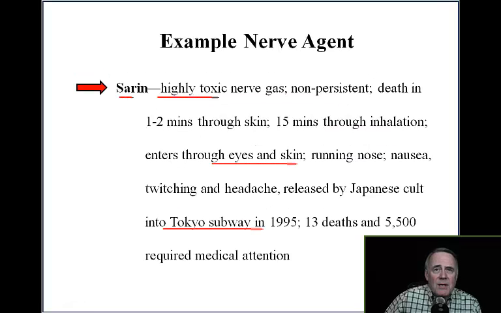An example of a nerve agent is sarin, a highly toxic nerve gas. It's non-persistent, with death in 1 to 2 minutes through the skin and 15 minutes through inhalation. It enters through the eyes and skin, causing runny nose, nausea, twitching, and headache. It was released by a Japanese cult in the Tokyo subway in 1995. It caused 13 deaths and 5,500 required medical attention.